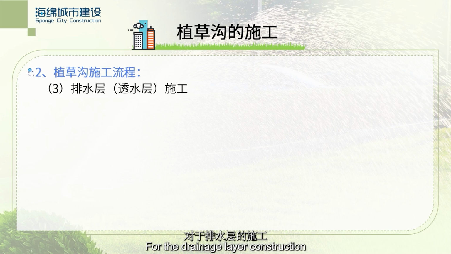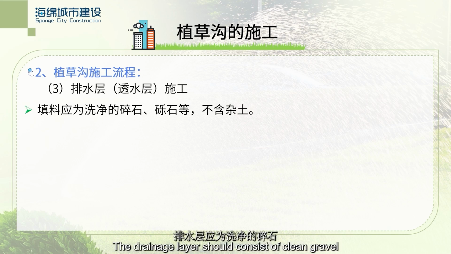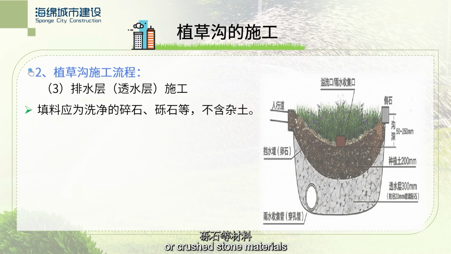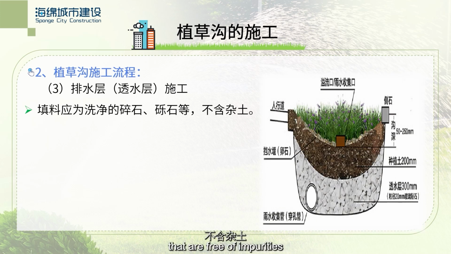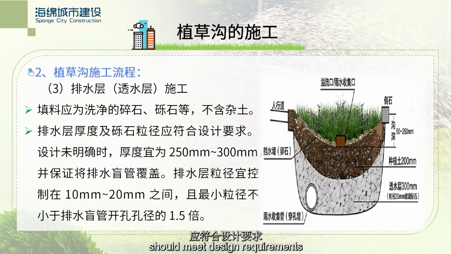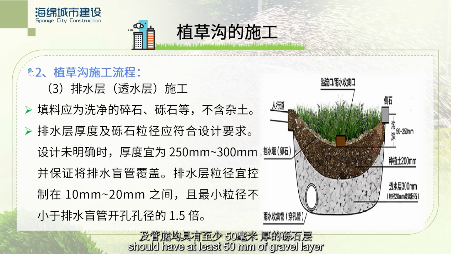For the drainage layer construction, the drainage layer should consist of clean gravel or crushed stone materials that are free of impurities. The thickness of the drainage layer and the grain size of the gravel should meet design requirements. If the design is not specified, the thickness should be between 250 to 300 millimeters. Ensure that the drainage blind pipe is covered. The top and bottom of the drainage blind pipe should have at least 50 millimeters of gravel layer.